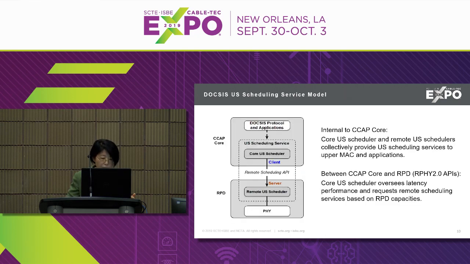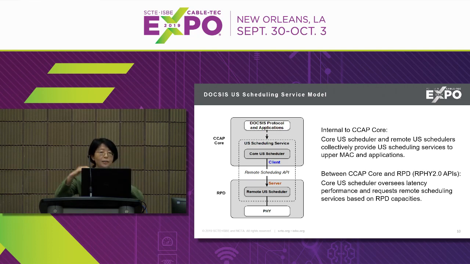Now let's see how to do it. So in the low latency R-PHY, we call that LLR, right? In this LLR, what the scheduling model looks like, there's actually two schedulers. There's one scheduler that lives in the core, we call that the core upstream scheduler. And there's one that lives in the RPD, we call that the RPD upstream scheduler. So the core upstream scheduler is a client or the controller.